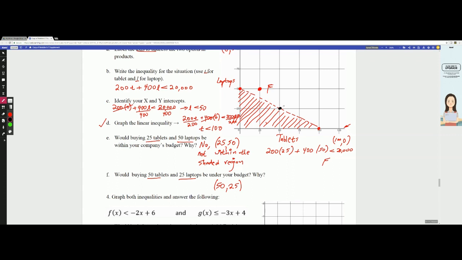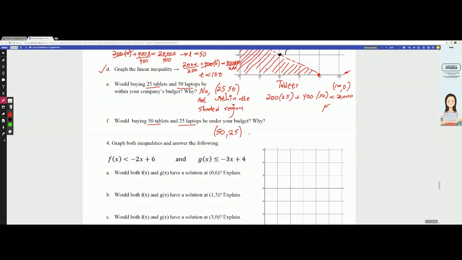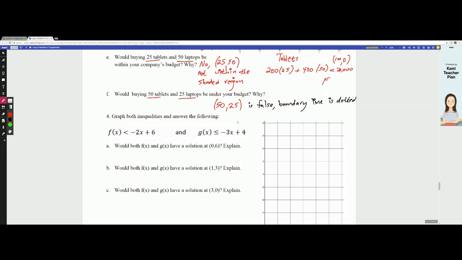There we go. Now it's less than, right? So if you notice, if you bought 50 tablets and 25 laptops, you're spending exactly $20,000, but you want to spend less than that. So that too is false. And that's because the boundary line is dotted. Okay, that's a big deal because it's on the boundary line.